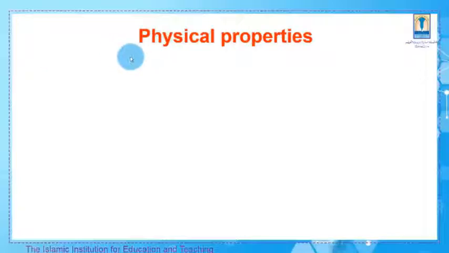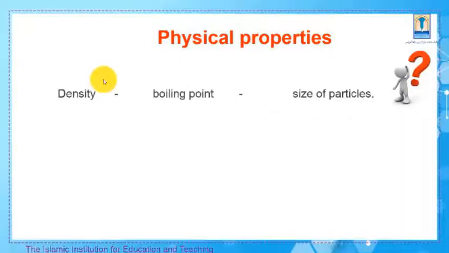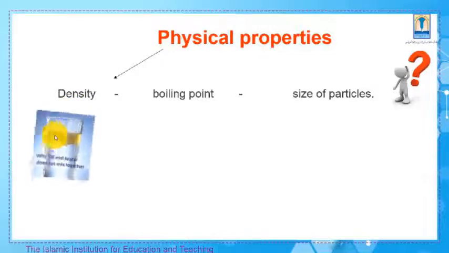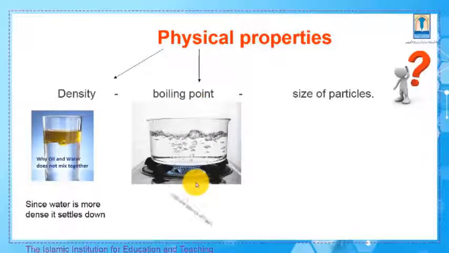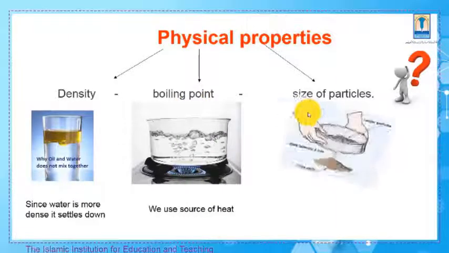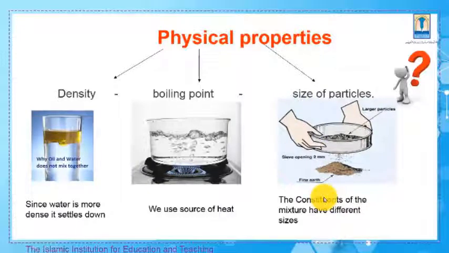Now, let us remember what the physical properties are. They are density, boiling point, and size of particles. Density. For example, why do oil and water not mix together? Since water is more dense, it settles down. We talk about boiling point when we use a source of heat, and we talk about size of particles when the constituents of the mixture have different sizes.